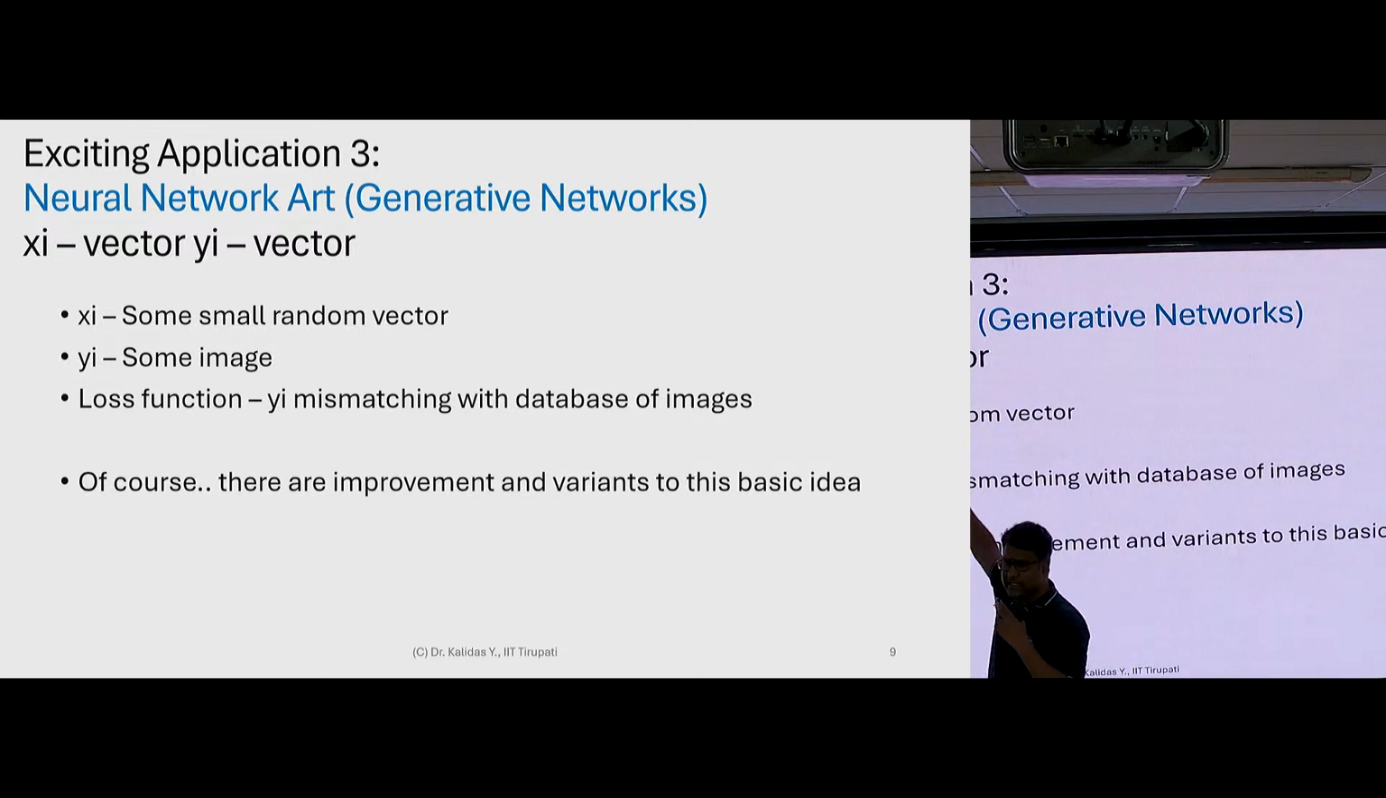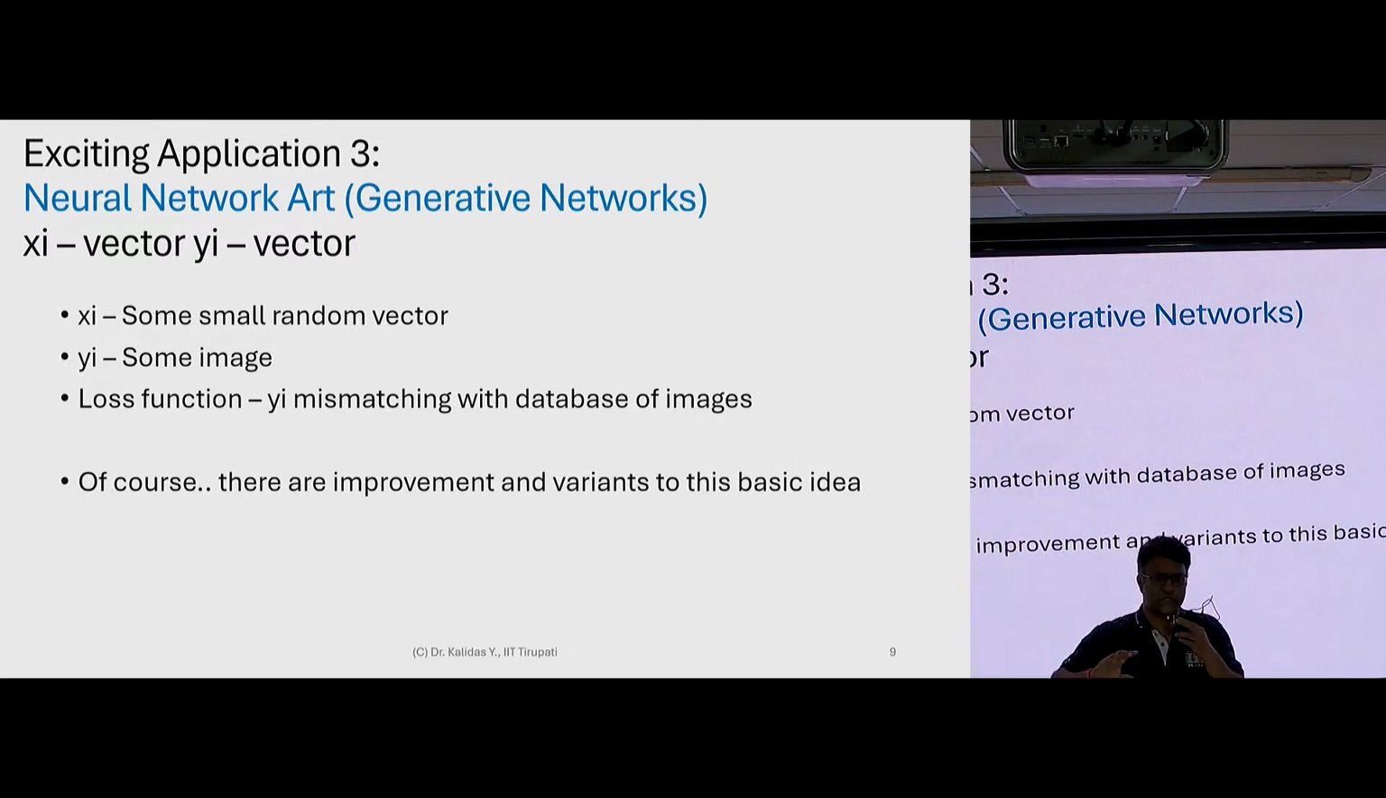Input is a small random vector. The output is so many SMILES strings. What does it correspond to? It corresponds to generating several ligand molecules that are suitable for a given purpose. Okay?